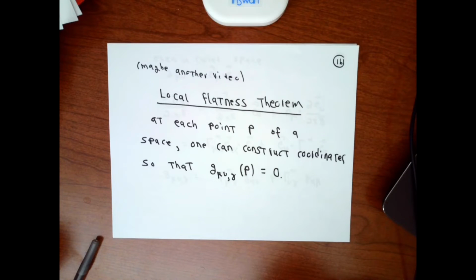Local flatness theorem. Give me a point of your space. I can always construct coordinates so the partial derivatives of the metric at that point are 0. When I say at that point, though, I really mean it. Move slightly away from point P, and the partial derivatives need not be 0.